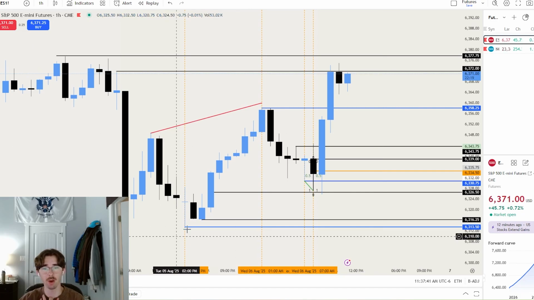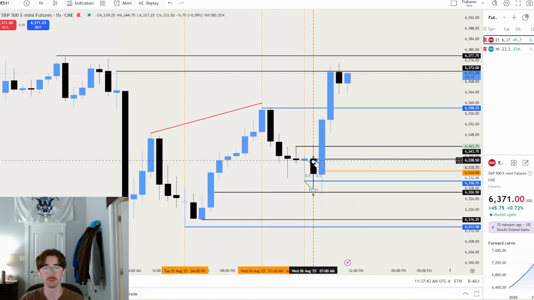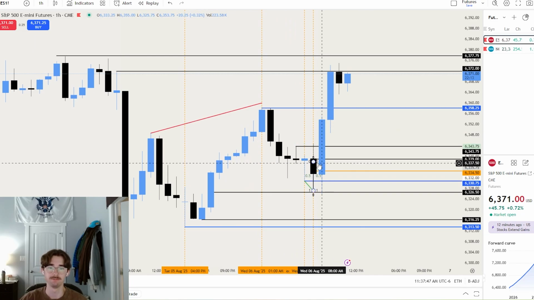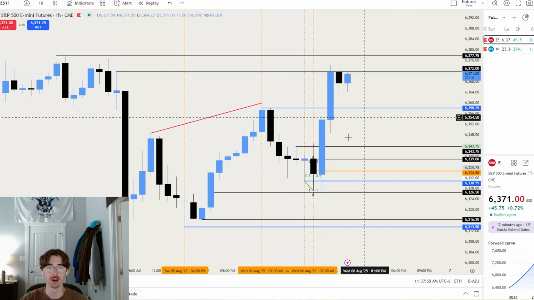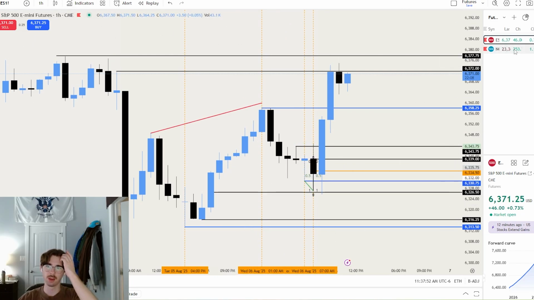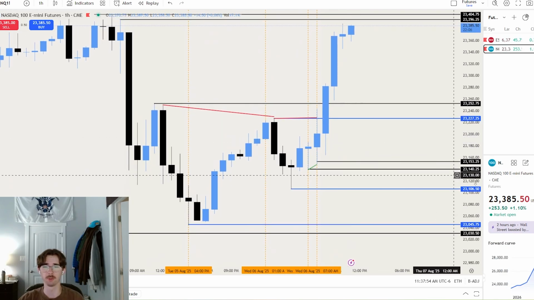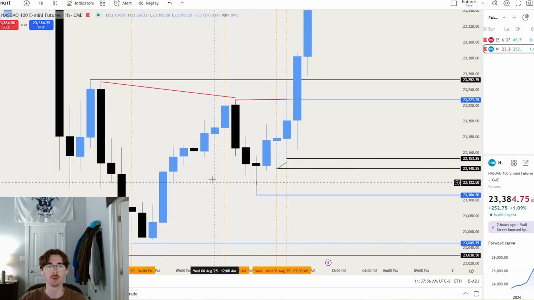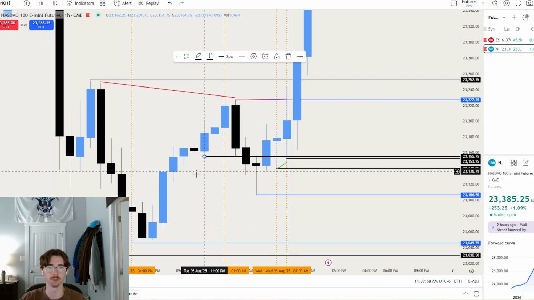How I got that is we basically manipulated these lows at market open, meaning that we were going to continue higher. On NQ is really where I formed the bias for the day because we manipulated off of these 1 hour lows over here.